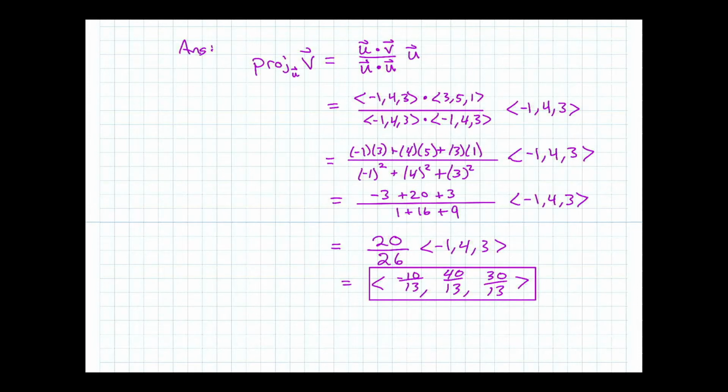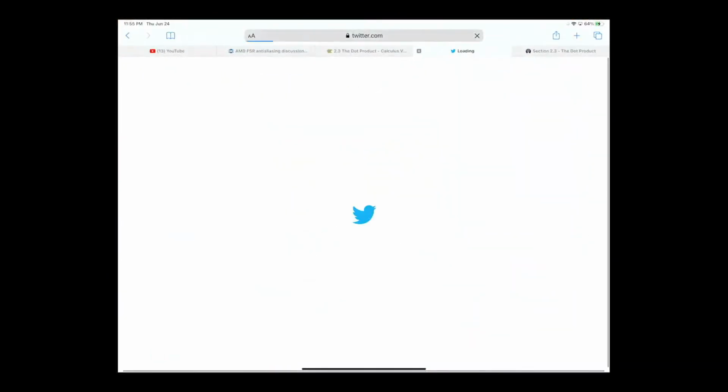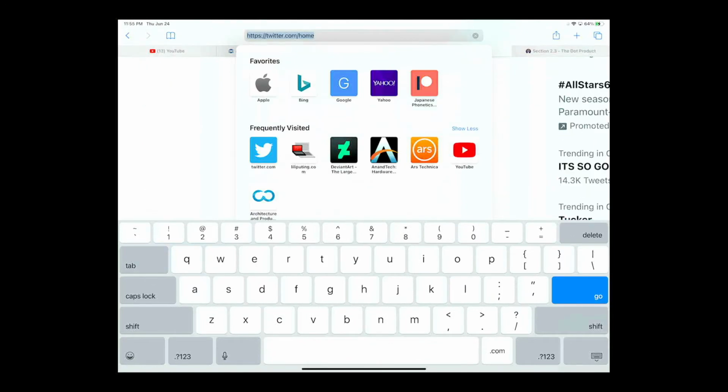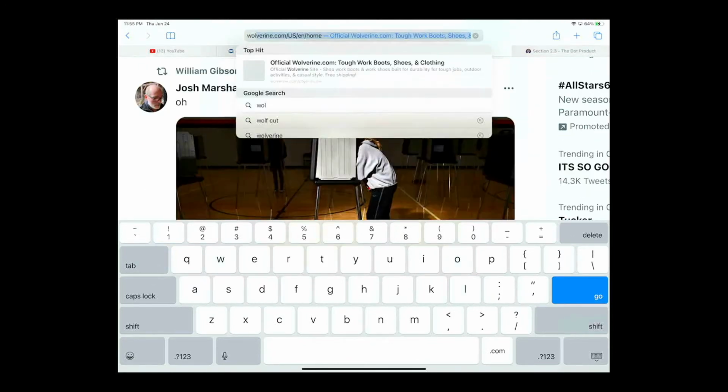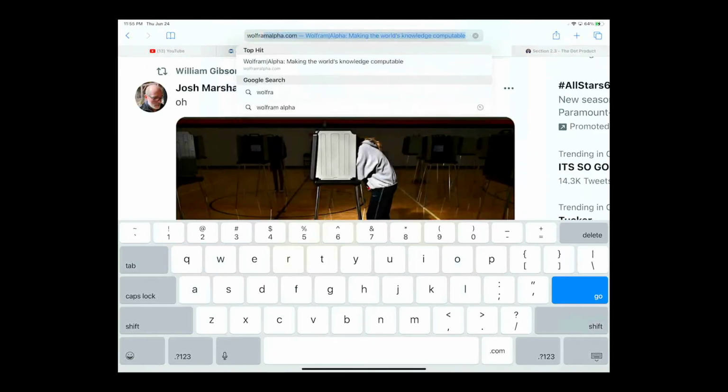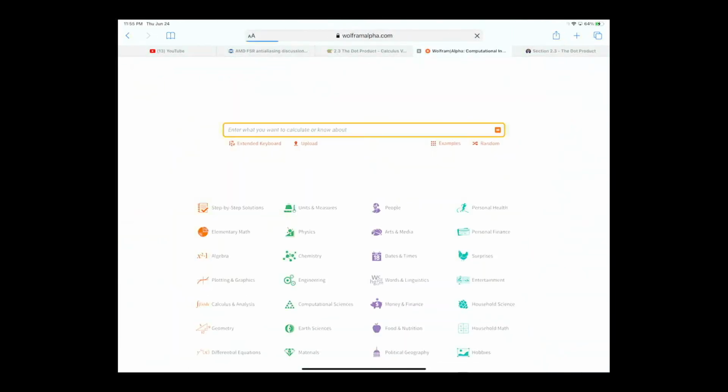Now, I don't know what resources you have that can do vector projections easily. Maybe we'll go try to find one. Let's see if Wolfram Alpha can do this. I don't know, so just keep that in mind here.